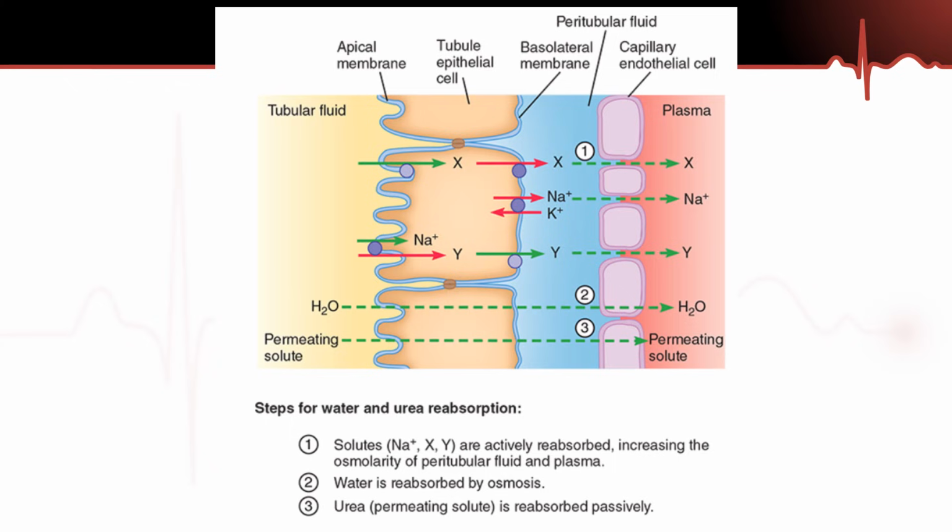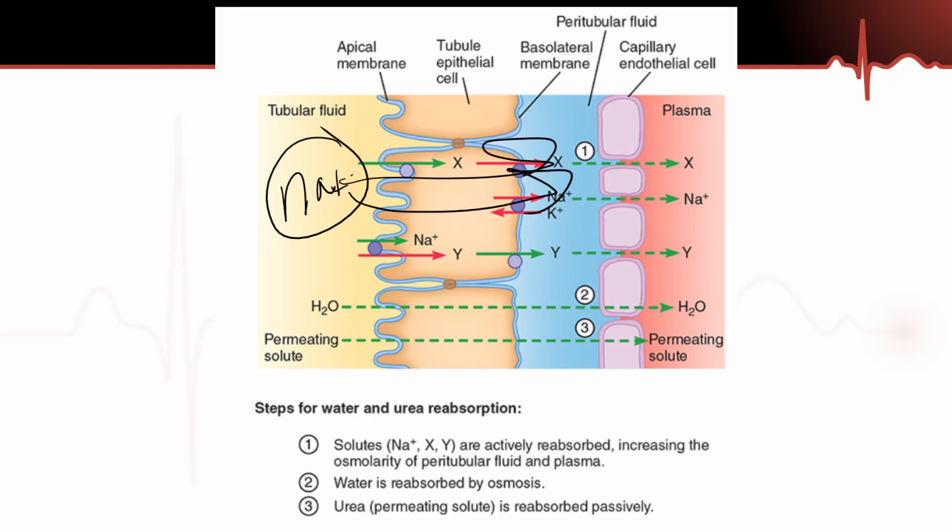First of all, what happened to sodium? The sodium that was traveling through the lumen of the proximal convoluted tubule was brought from the lumen past these cuboidal epithelial cells, through diffusion through channels past the apical membrane, and through primary active transport past the basolateral membrane, back into the peritubular or interstitial fluid.